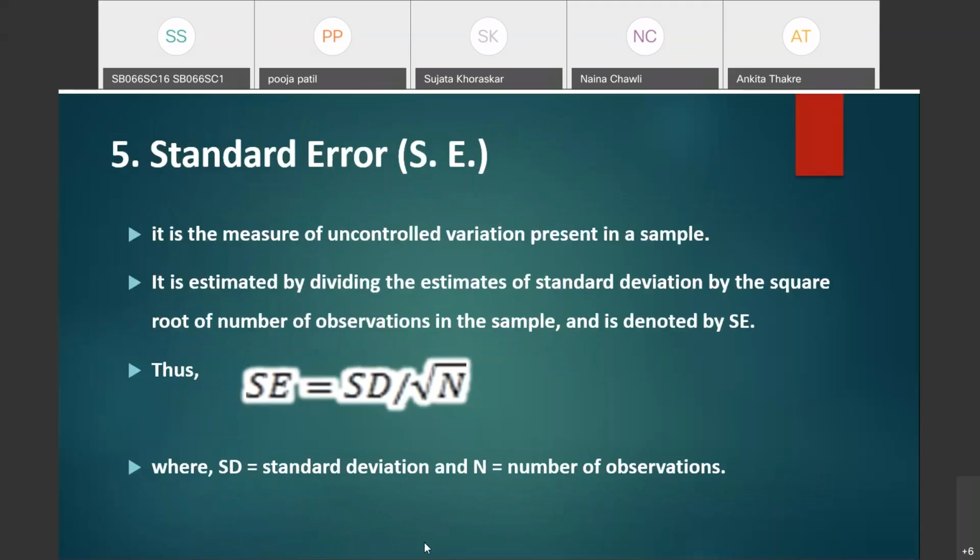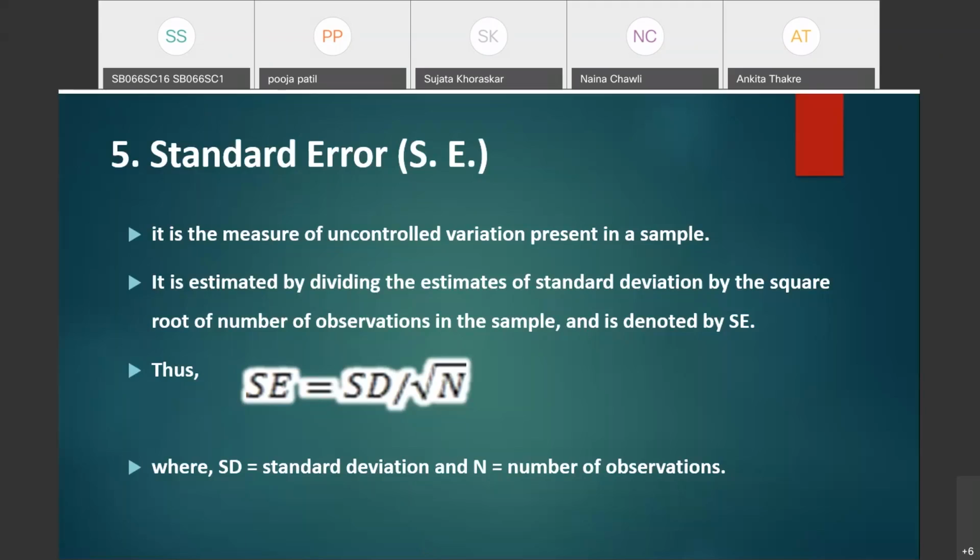Here the standard error. Standard error is the measure of uncontrolled variation present in the sample. Standard error is estimated by dividing the estimate of standard deviation by the square root of the number of observations in the sample.